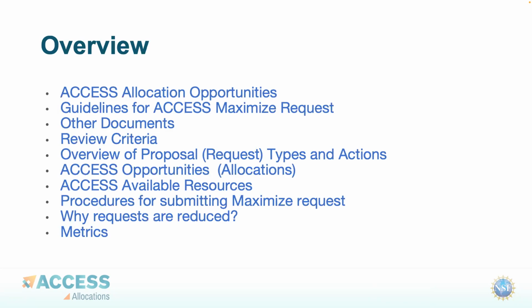We're going to have a little overview of what we'll talk about today. Talk about the Access allocation opportunities. We'll talk about guidelines for an Access Maximize request, and other documents that are necessary in a submission for a Maximize request. We'll talk about the review criteria, the overview of proposals, the different request types and actions that are possible. We'll talk about the Access opportunities and those allocations. Also talk about Access available resources. We'll talk about the procedures for submitting a Maximize request, and we'll go into a sample of the submission. We'll talk about why requests are reduced and a little bit about the metrics of allocations.